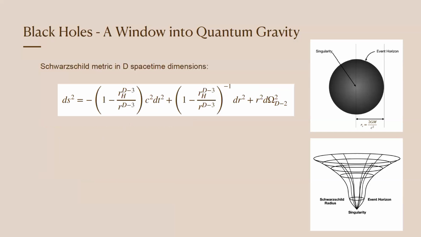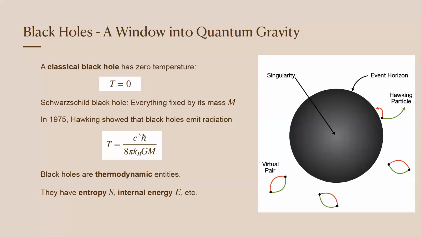Okay, now we can generalize this metric to d space-time dimensions. So where the Schwarzschild black hole metric looks like this, the power changes. That is the main thing, and this unit sphere also changes. Now, coming to classical black holes, the black holes described by GR are at zero temperature. So they don't emit any radiation. For a Schwarzschild black hole, everything is fixed by its mass.